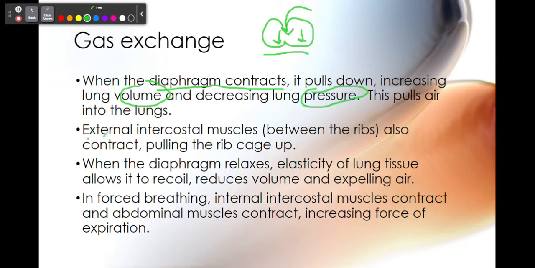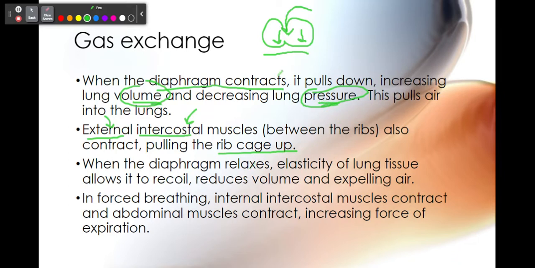Also, the external intercostal muscles. Intercostal means on the ribs. External means on the outside of the ribs. So the muscles on the outside of the ribs, external intercostal muscles, are going to contract, pulling the rib cage up and away from the lungs. Again, increasing the volume, decreasing the pressure, air goes in.